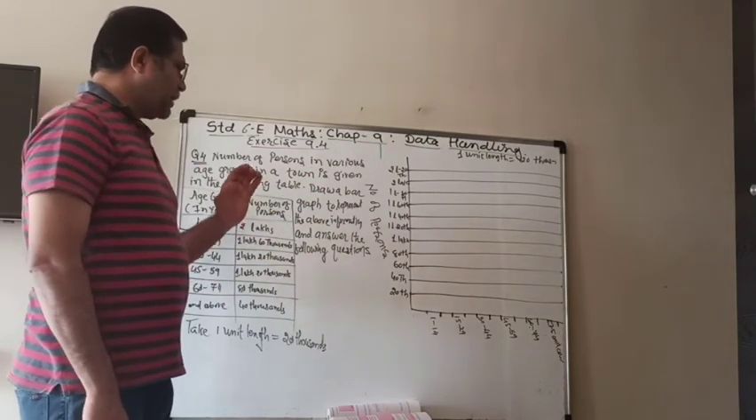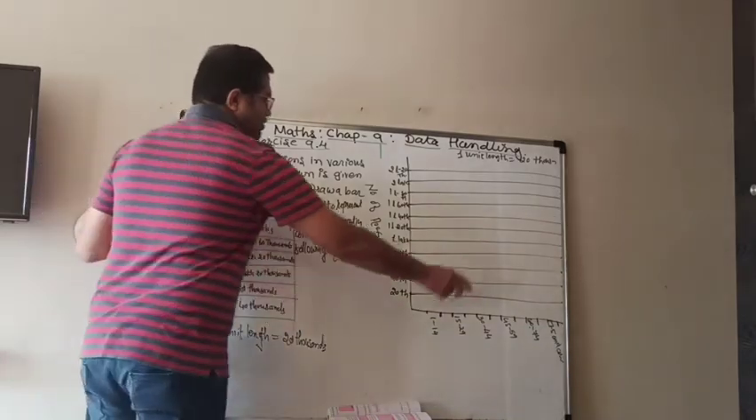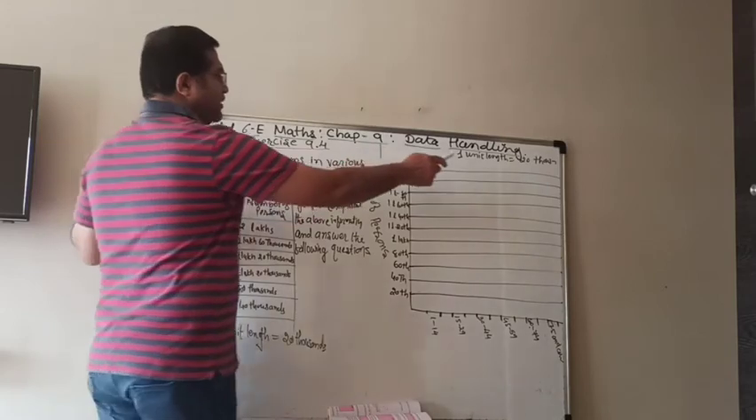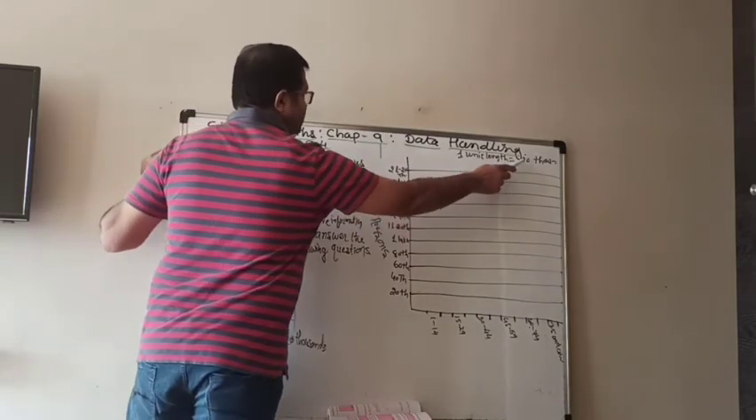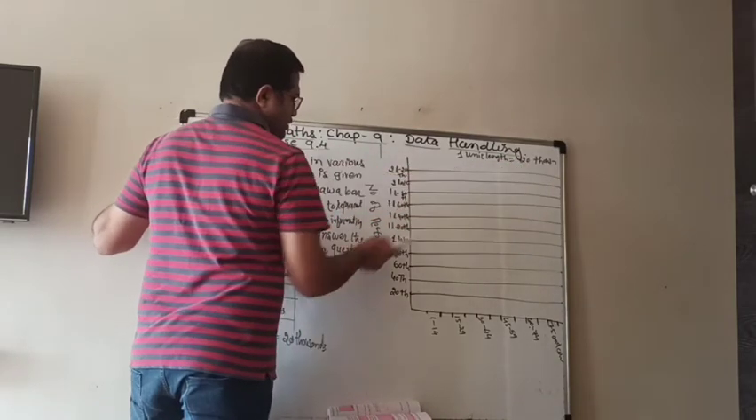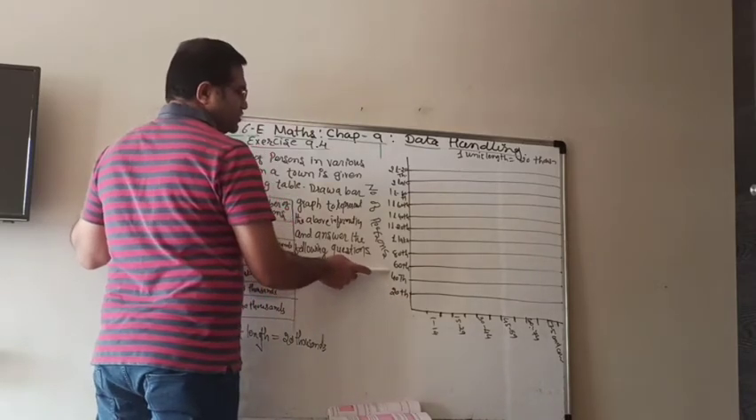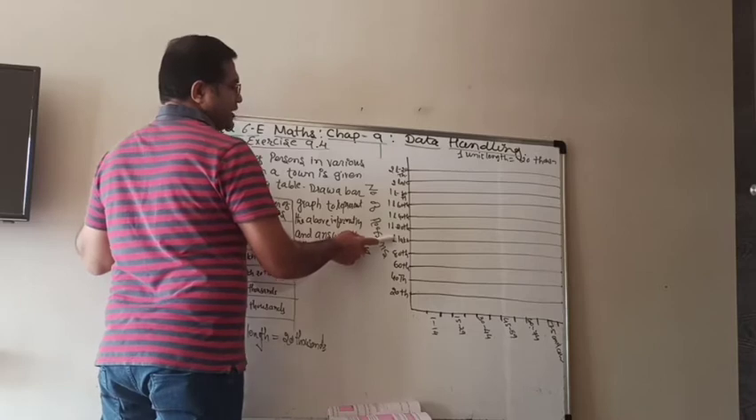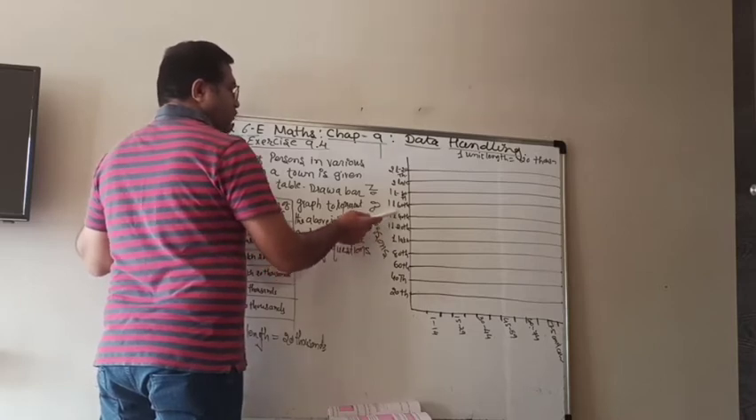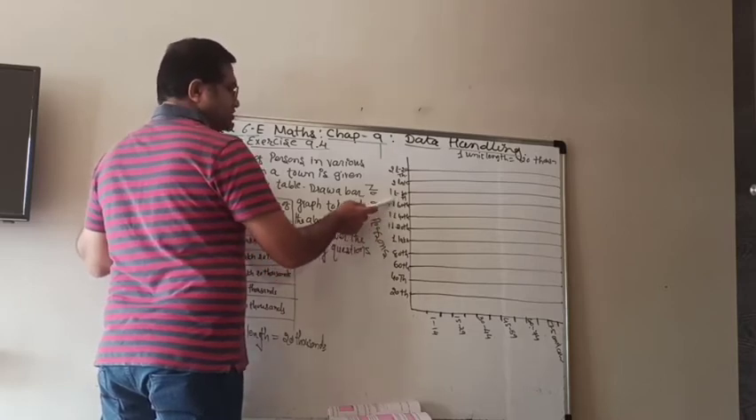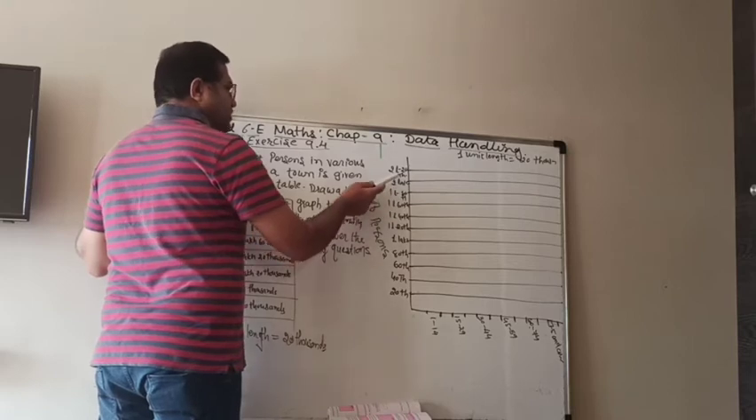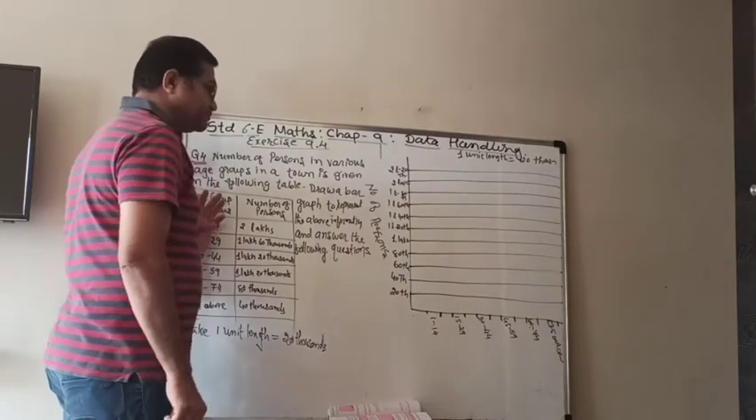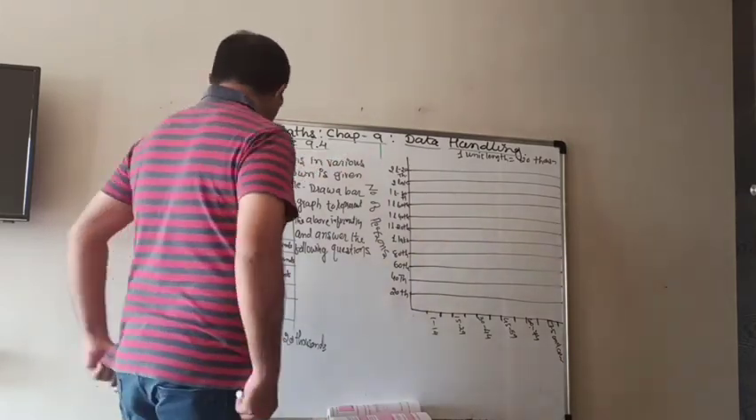So I already drew the horizontal and vertical line. Our scale is given, 1 unit length is 20,000. So I took 20,000, 40,000, 60,000, 80,000 and 1 lakh. Then again 1,20,000, 1,40,000, 1,60,000, 1,80,000 and 2 lakh. You don't have to go beyond because the highest is 2 lakh. But I just take one more.